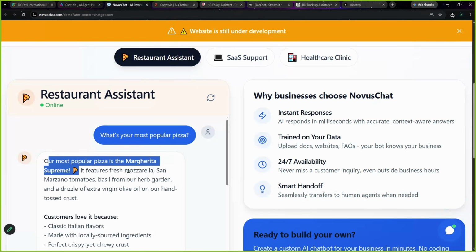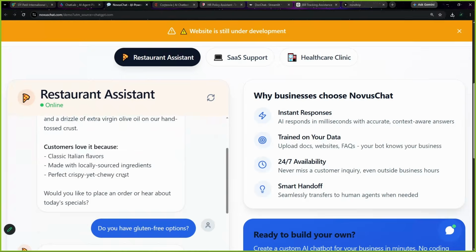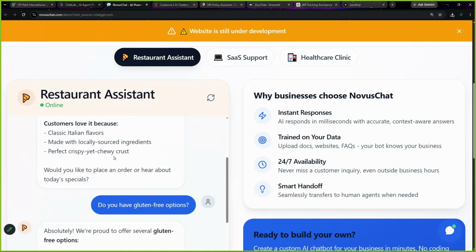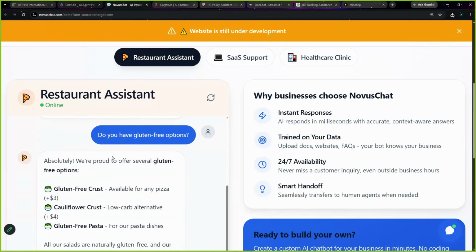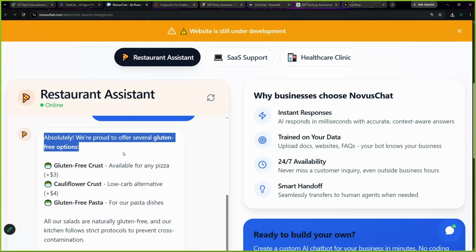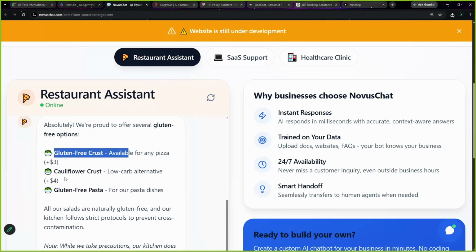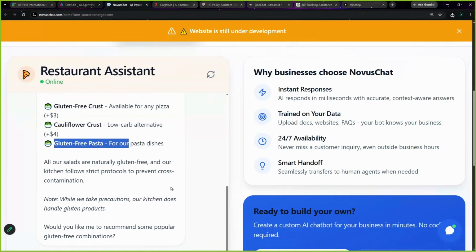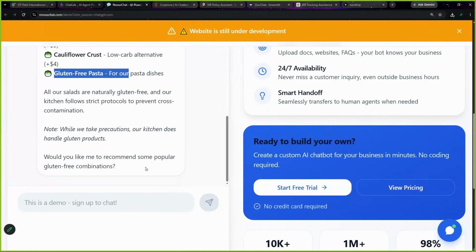How was it able to tell that our most popular pizza is Margherita Supreme? Based on what reviews it got, the number of sales they have done, and this all data is being fed to this restaurant assistant. Okay, do you have any gluten-free options? Absolutely, we have several gluten-free options. See, with price and everything. So we are trying to make assistants who is trained on our data to respond better or provide better assistance to the users using our application.